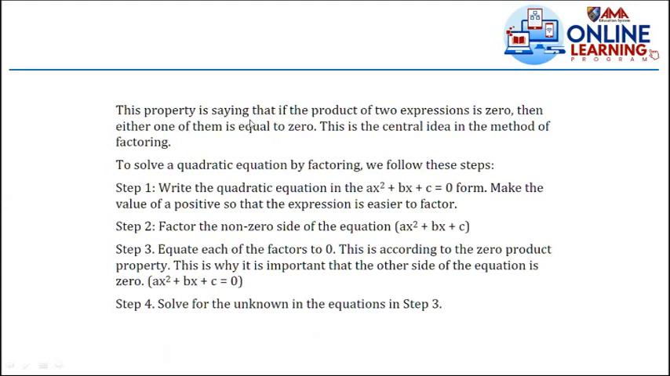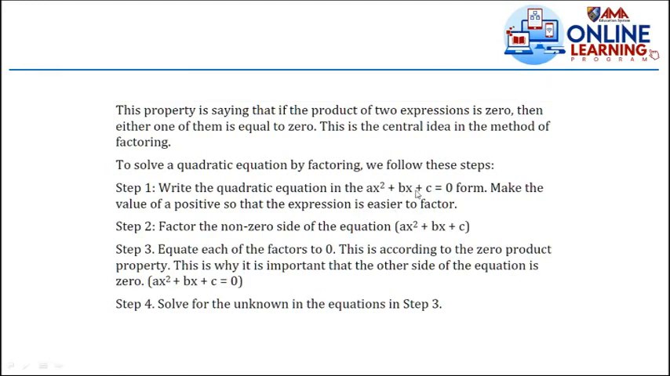This property is saying that if the product of two expressions is 0, then either one of them is equal to 0. This is the central idea in the method of factoring. To solve a quadratic equation by factoring, we follow these steps. Step number 1, write the equation in the form ax squared plus bx plus constant is equal to 0. It is a trinomial, no? Make the value a positive so that the expression is easier to factor.